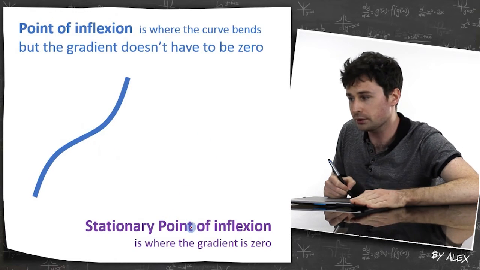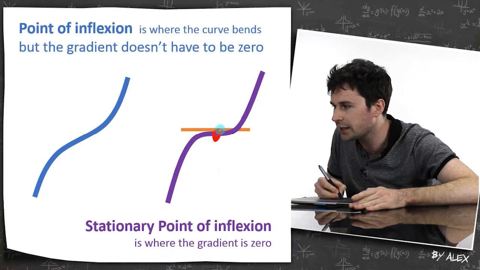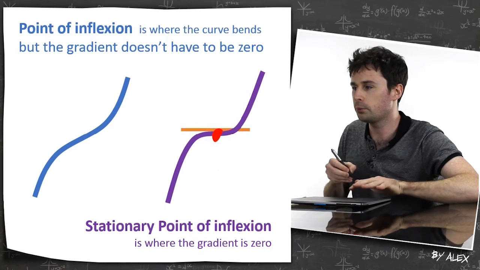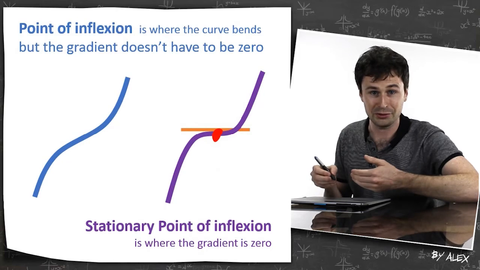Whereas a stationary point of inflection is a point of inflection where there is an actual stationary point where the gradient actually equals 0. So those are the two different types of points of inflection, ones which have gradients that equal 0 and ones which don't, basically.